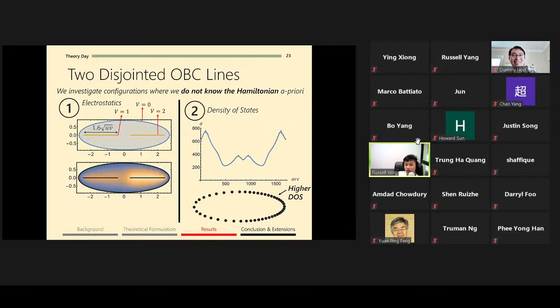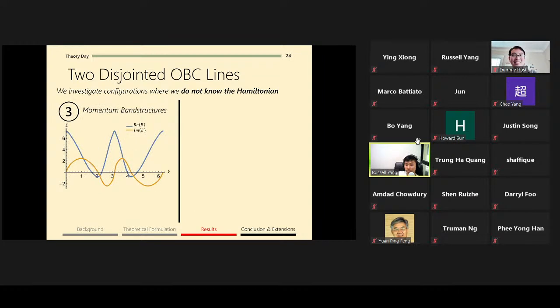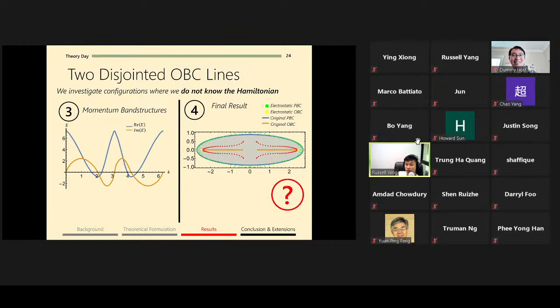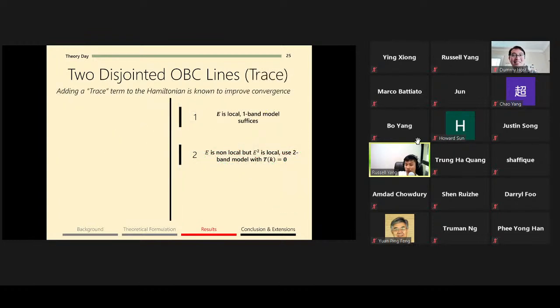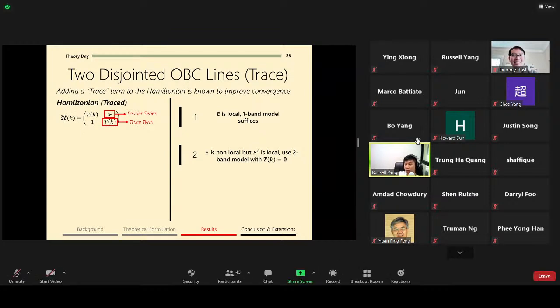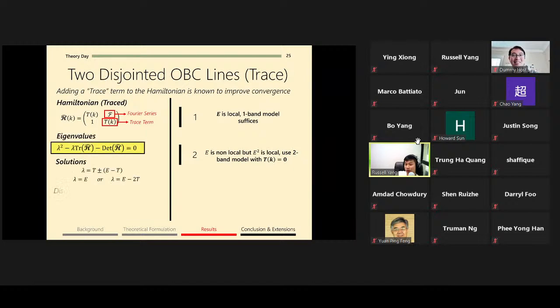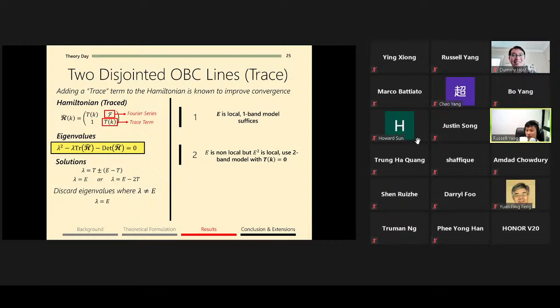And here is the density of states when we solve for it. We then move on to plot our momentum band structures, and we realize again that the result doesn't quite agree. This is a technical point, because this is purely a convergence issue, not one to do with the formalism. So to deal with this, we introduce a trace term as well as our two-band model. Using the characteristic equation for eigenvalues, which correspond to energy, we notice that we have two sets of solutions. We discard the solutions which are not relevant, corresponding to E minus 2t, leaving us with eigenvalues lambda equals E.